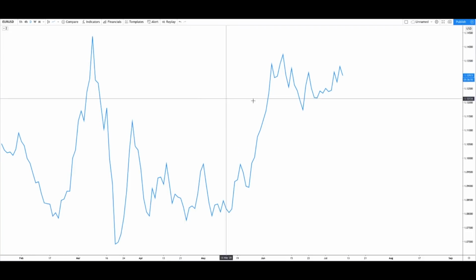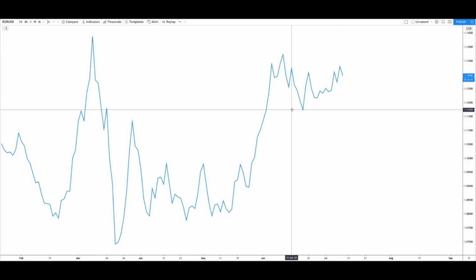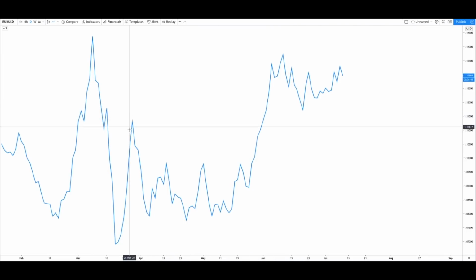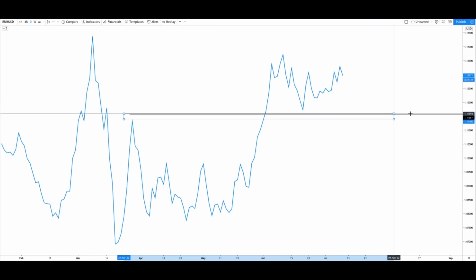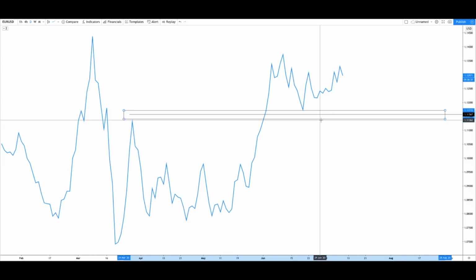Now on Euro USD, I see that there is a level of support right here, and we can look sideways and we can see that there is a level of rejection right here as well. So instead of plotting one simple line, we're going to draw on a zone, because support resistance isn't only one specific number, rather it's a zone in the market.